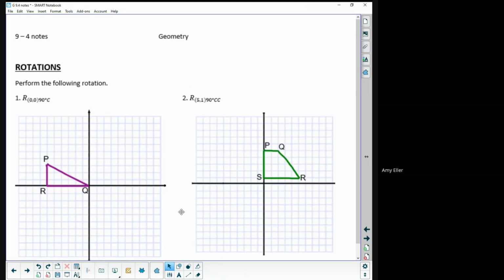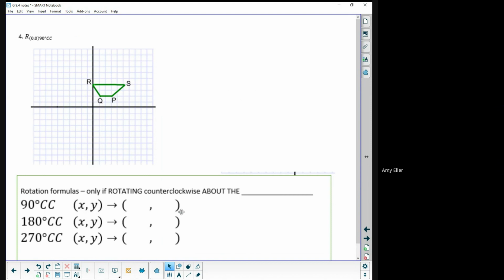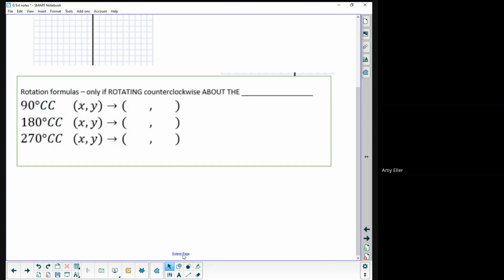9-4. Yesterday, we started with some formulas. We did an in-class activity, and it helped us discover some formulas. These formulas only work if we rotate around what? 0, 0, which we call the origin.